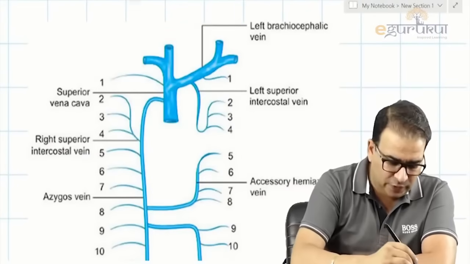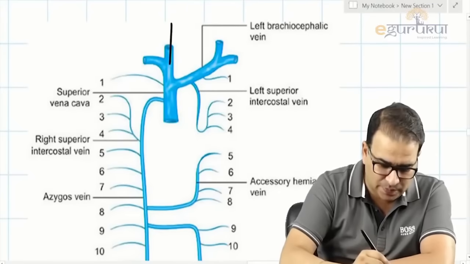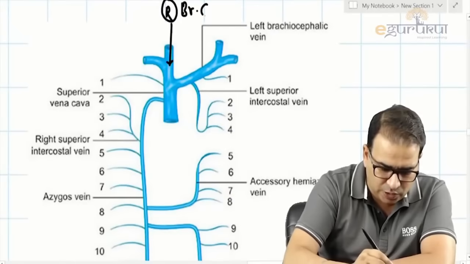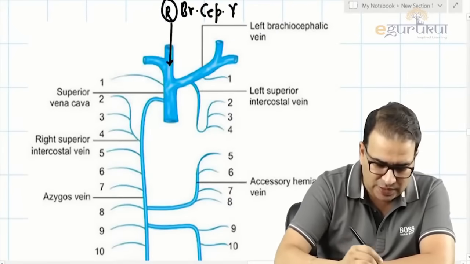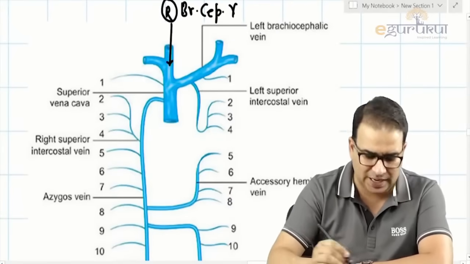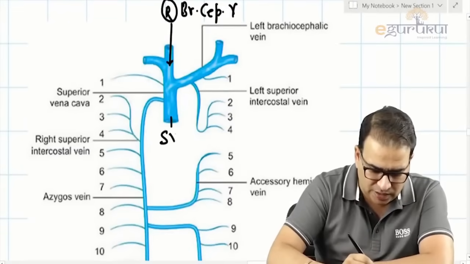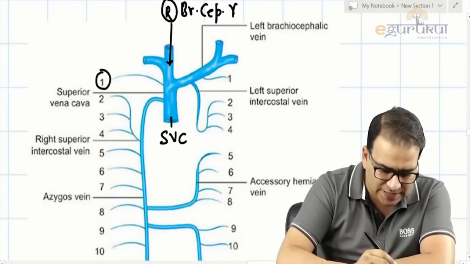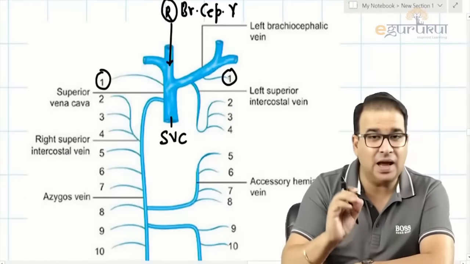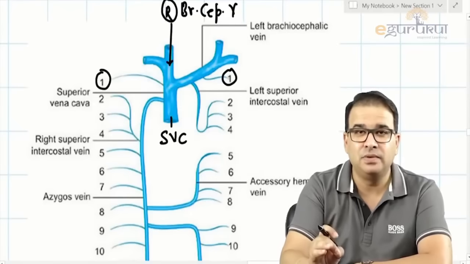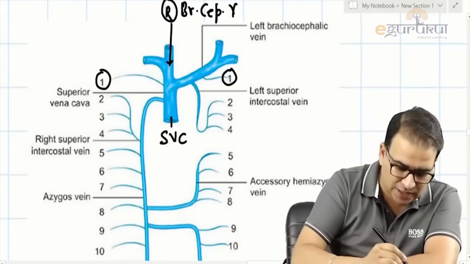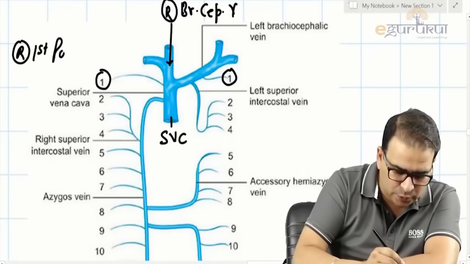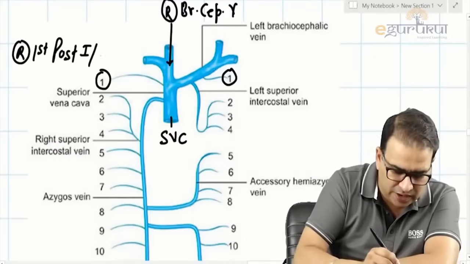Now, look at this. This one here is the right brachiocephalic vein. And that one is the left brachiocephalic vein on the other side. Together they give rise to the superior vena cava. The first vein on the right side and the first vein on the left side are draining into the respective brachiocephalic vein only. This vein is called the right first posterior intercostal vein.